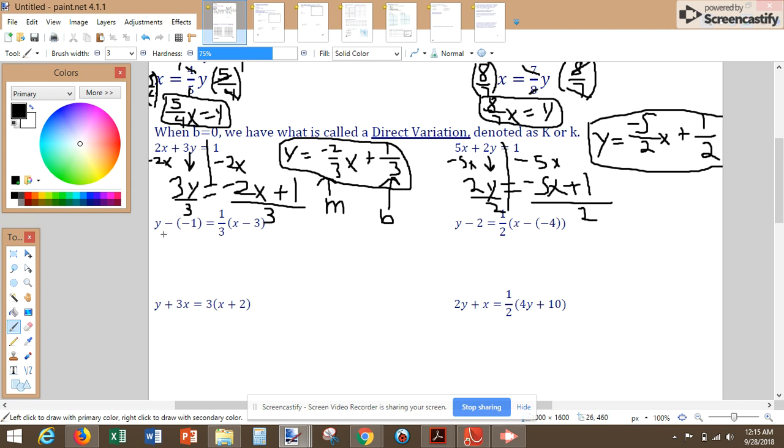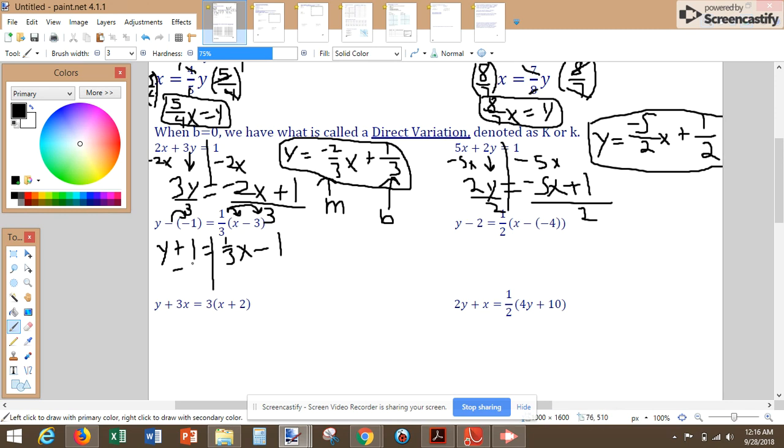Let's look at the next example. Y minus parentheses negative 1 is equal to 1 over 3 times parentheses x minus 3, close parentheses. Whenever we see parentheses, we want to distribute each term inside the parentheses. So negative 1 times negative 1 is a positive 1. So we have y plus 1 equals 1/3 times 1x is 1/3 x. And then 1/3 times negative 3 is negative 1.